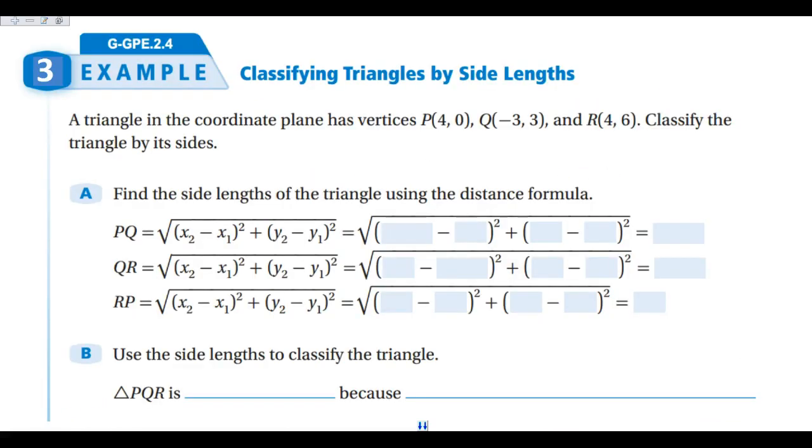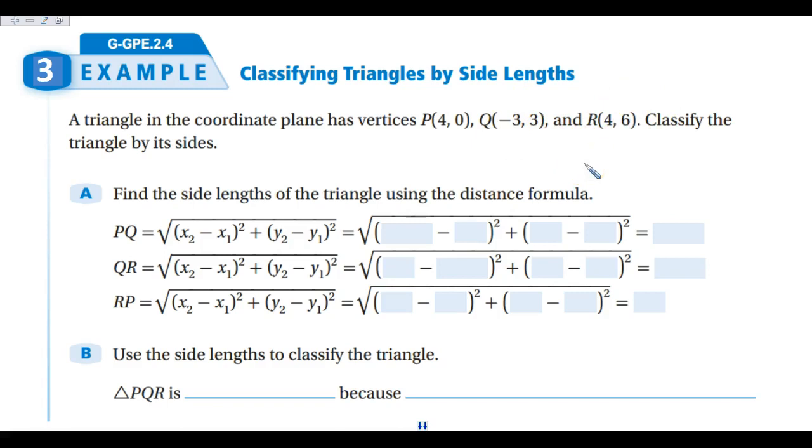Okay. So, let's move on here. So here's what's going to happen here. We are still classifying triangles, and we want to classify them by their side lengths. All right, but this time, instead of actually having a picture with the triangle, we are given the coordinates of the vertices of the triangle. All right, so I know that my point P is going to be at the point 4, 0, Q will be at negative 3, 3, and R will be at 4, 6.